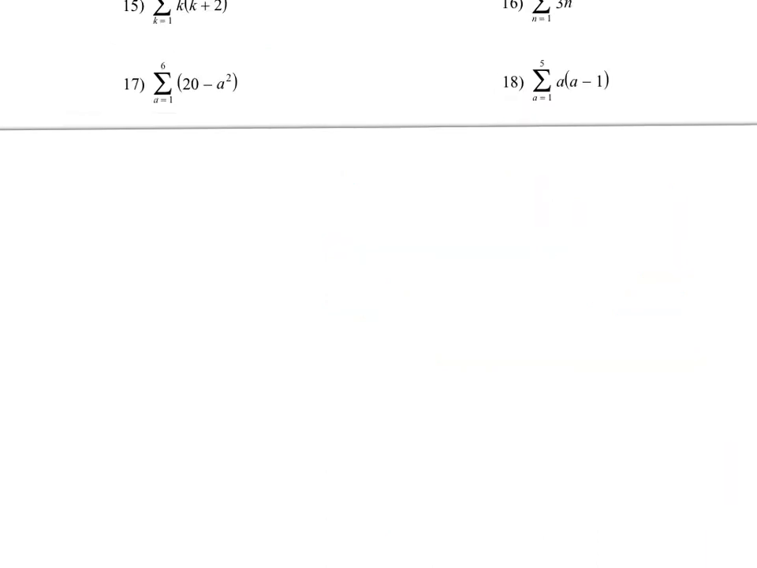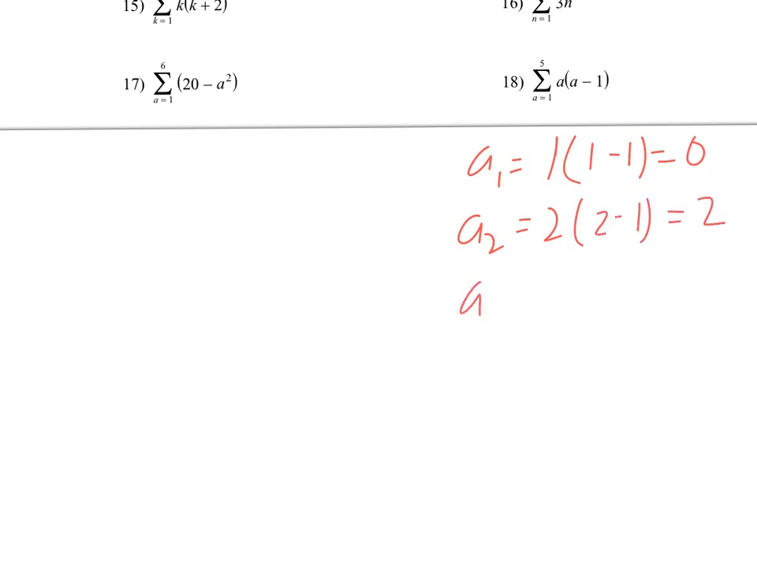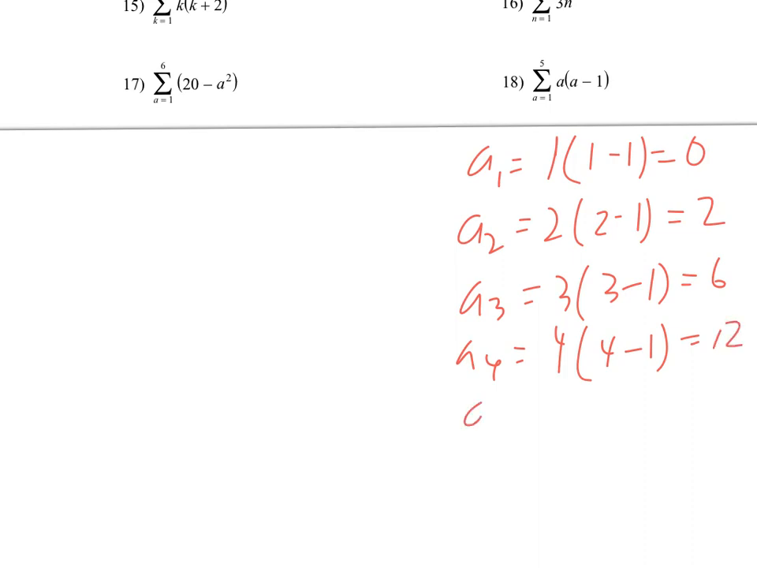All right, same idea here. We just need to get all those terms. So I'm going to start off with a sub 1, which is 1 times 1 minus 1, which is 0. A sub 2 is 2 times 2 minus 1, which is 2. A sub 3 is 3 times 3 minus 1, which is 3 times 2 is 6. And then a sub 4 is 4 times 4 minus 1, which is, let's see, 12. And then a sub 5 is 5 times 5 minus 1, and that is 5 times 4 is 20.